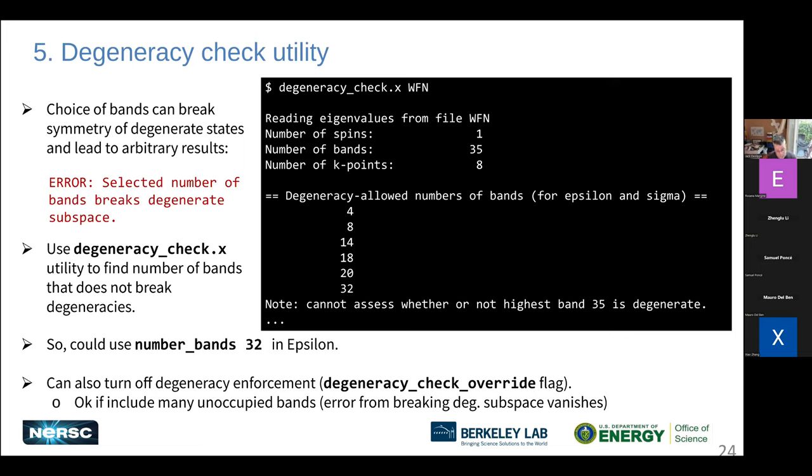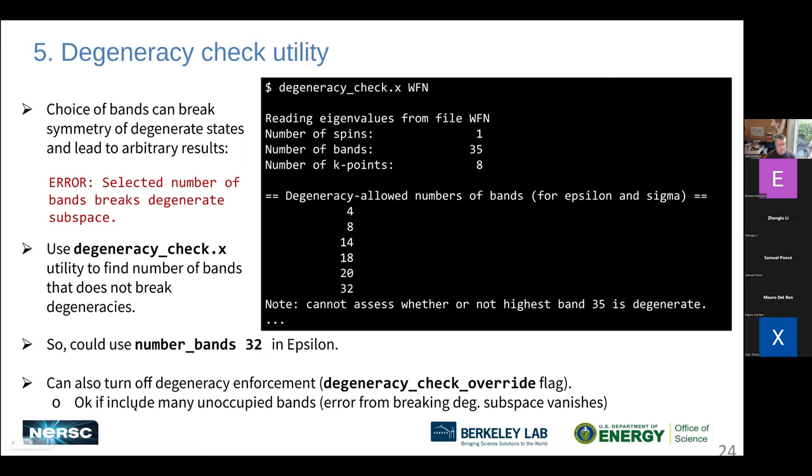What is less important is in the example here, where you're just telling it how many bands you want to sum over in terms of the empty states in an epsilon or sigma calculation. As long as you have a lot of empty states, whether the top one is part of a degenerate set probably doesn't matter very much. And so in that case, you could turn off this degeneracy enforcement with the degeneracy check override flag.